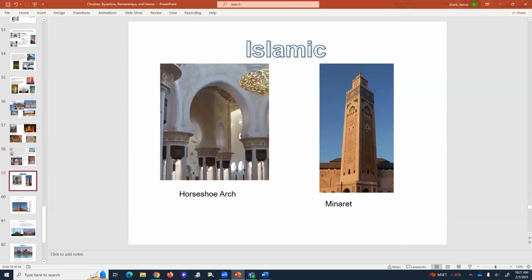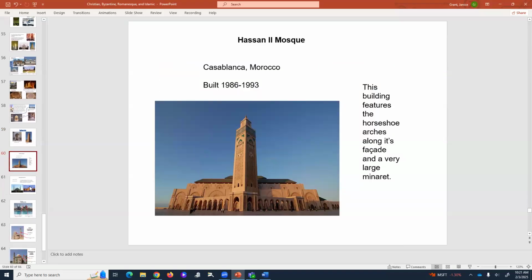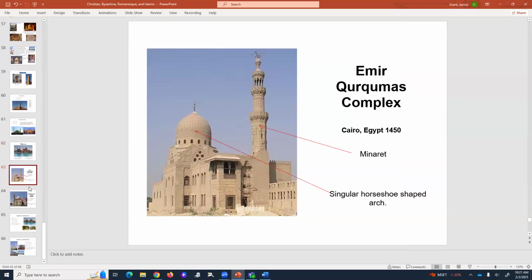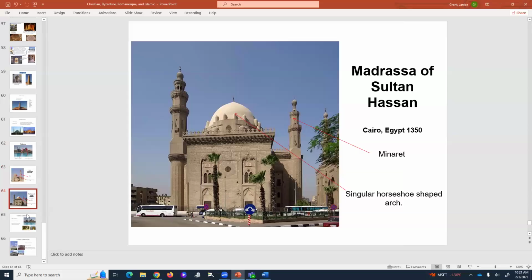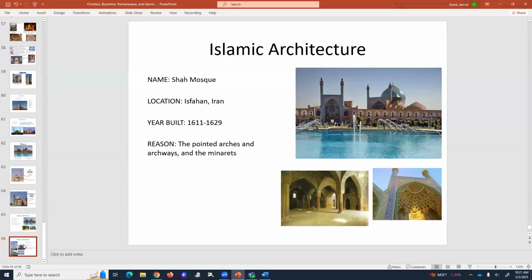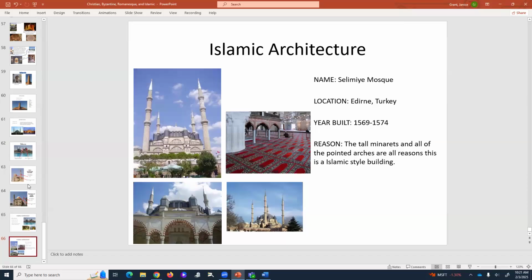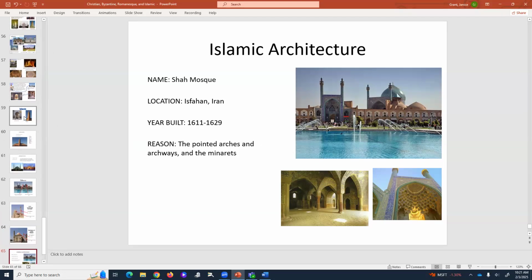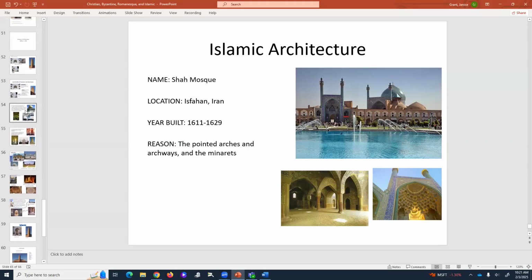And let's see. There are other examples that we're going to be looking at, but there's the minaret right there. It's just a really tall kind of tower. The arches and the minarets.